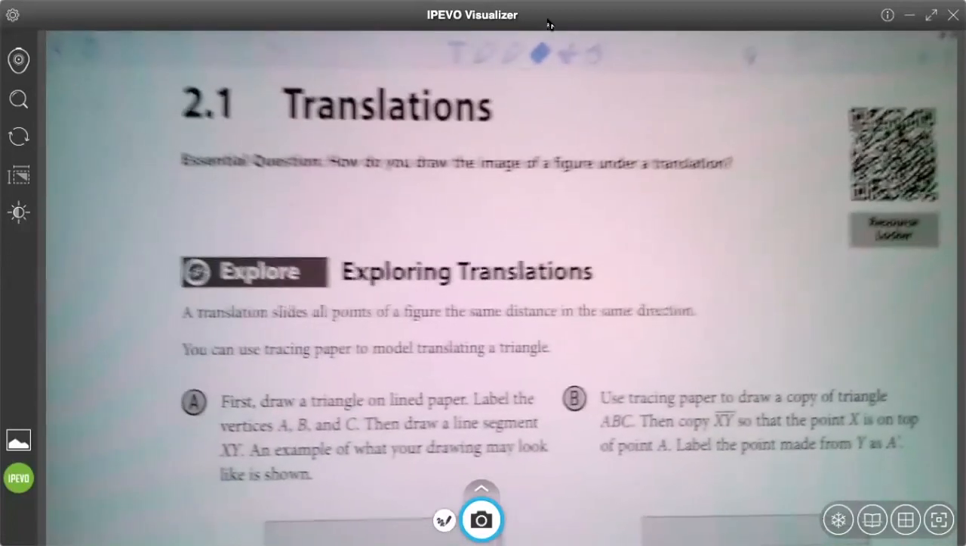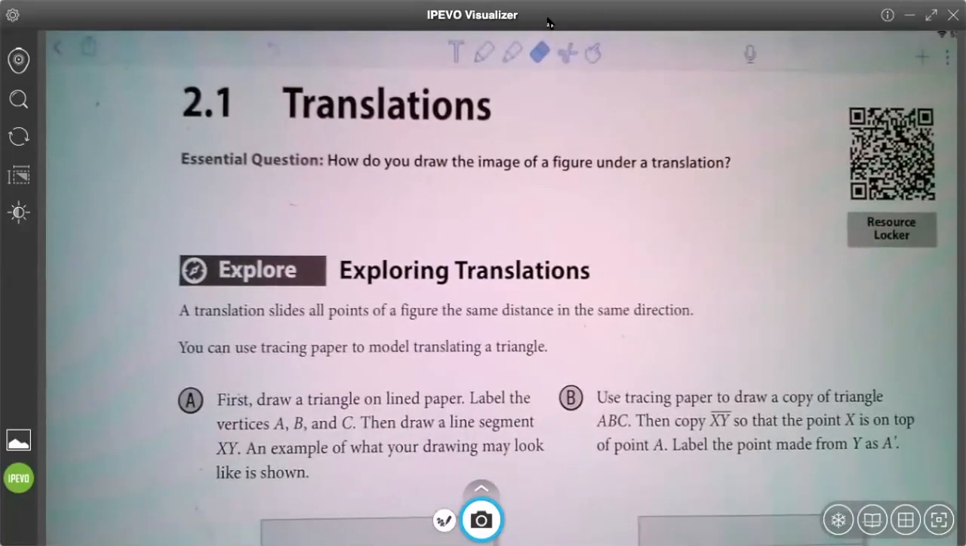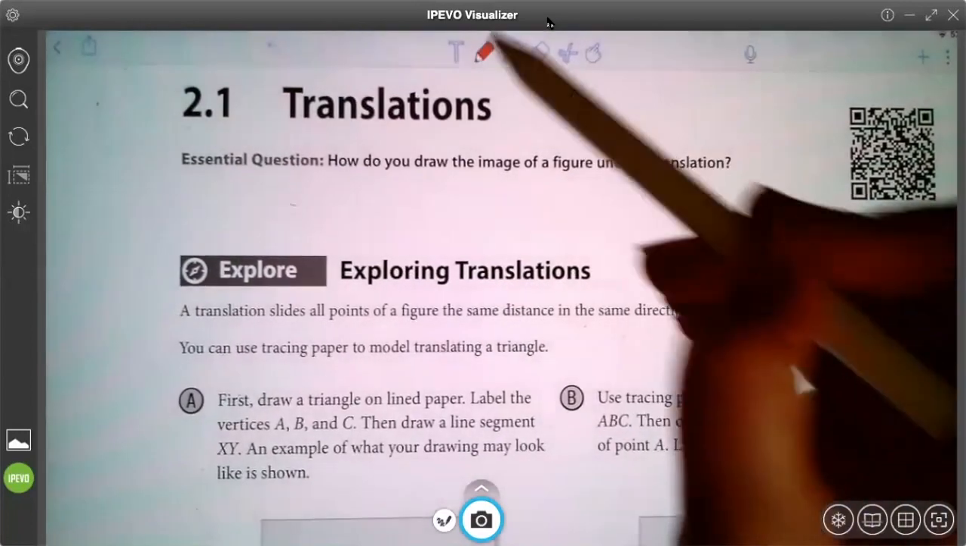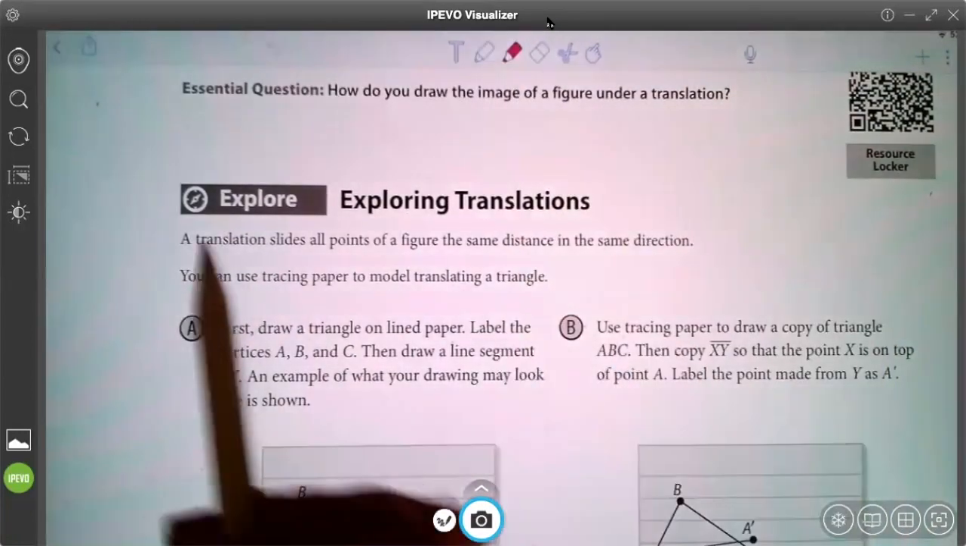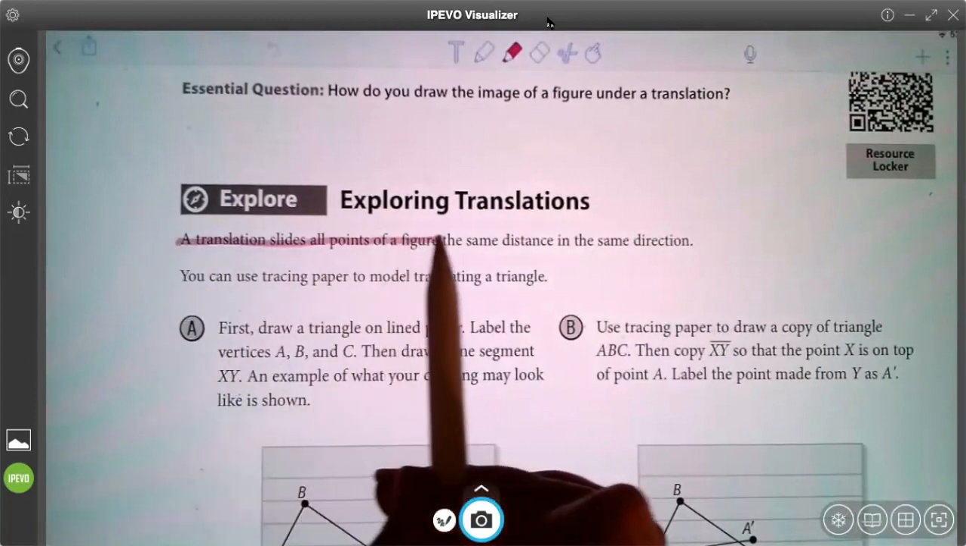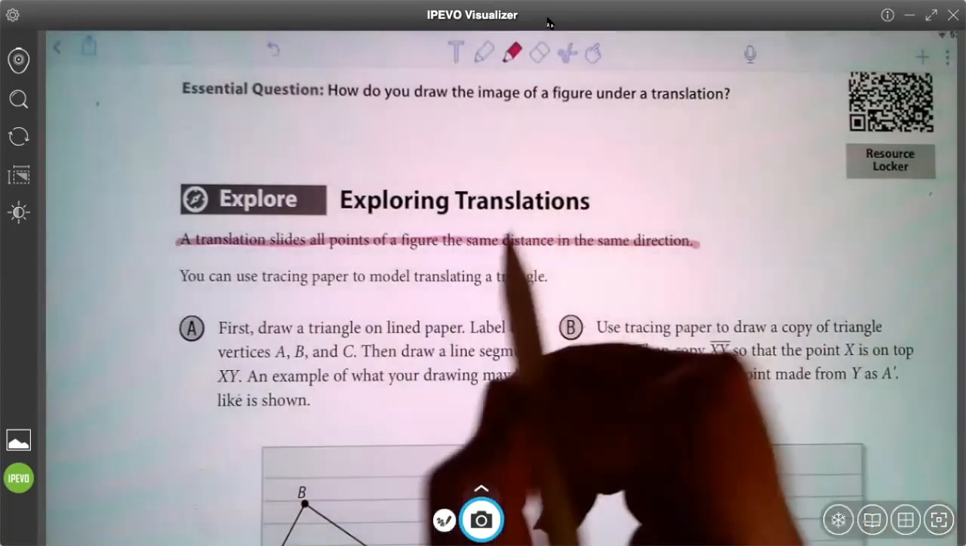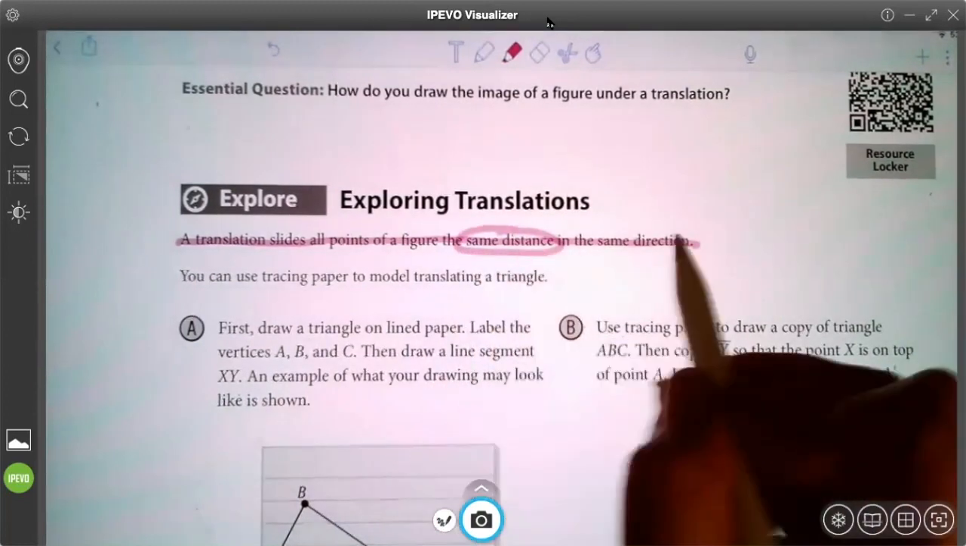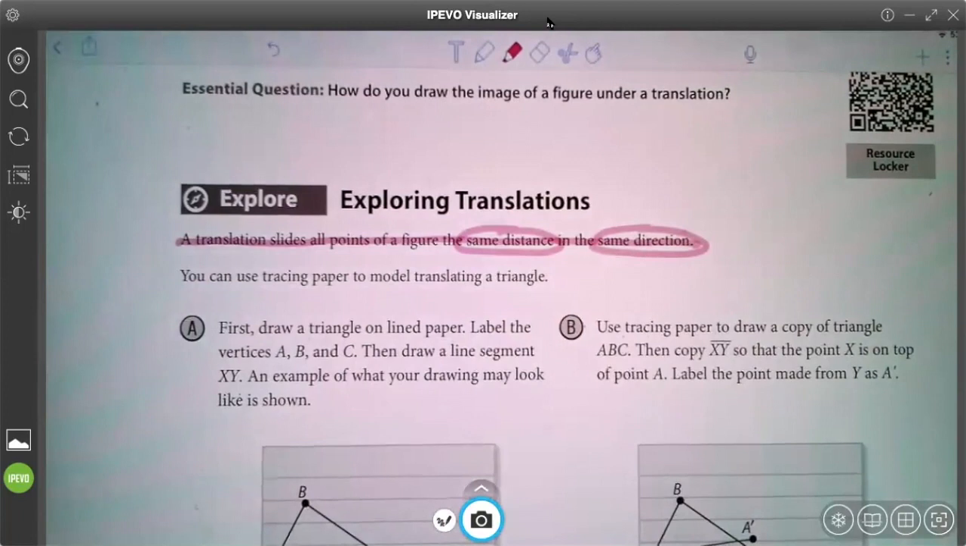On page 63, we are talking about translations, and you can see at the very top of the page, it says a translation slides all points of a figure the same distance in the same direction. Let's circle same distance and same direction or highlight those, if you are using highlighters at home. A translation has to move each point of the figure the same distance in the same direction. Otherwise, you won't be moving an identical figure. Your figure will get warped if you don't move each point the same distance or the same direction.